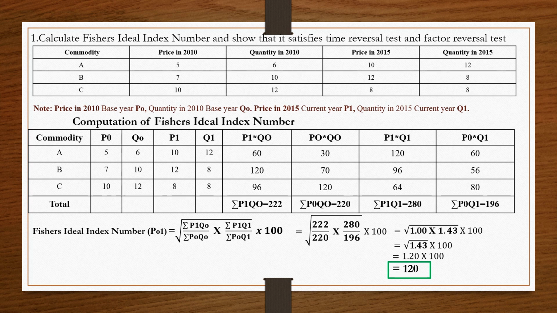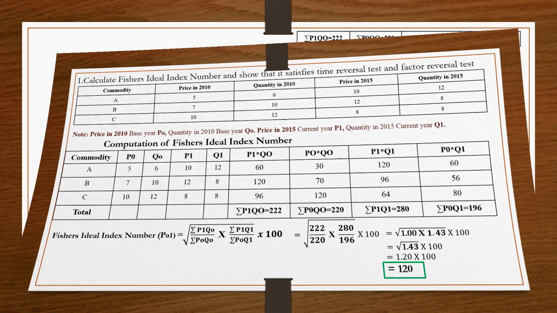So we found that the price index number according to the Fisher Ideal index number is 120. Now we have to move towards the tests. The first one is the time reversal test, and next we are going to do the factor reversal test. I have taken all the totals, that is summation of P1 Q0, summation of P0 Q0, summation of P1 Q1, and summation of P0 Q1.